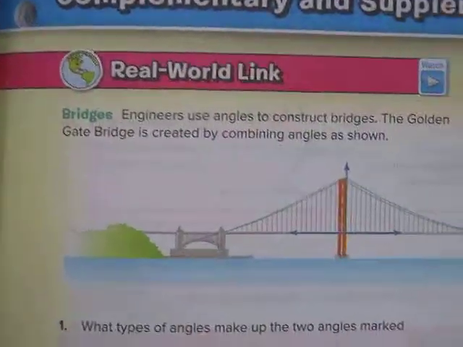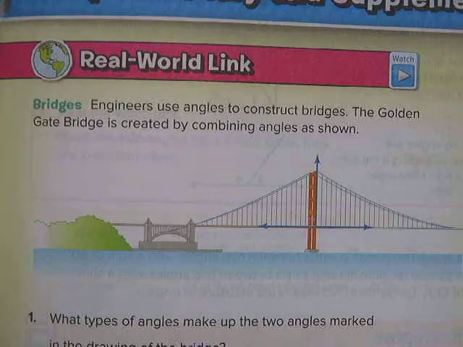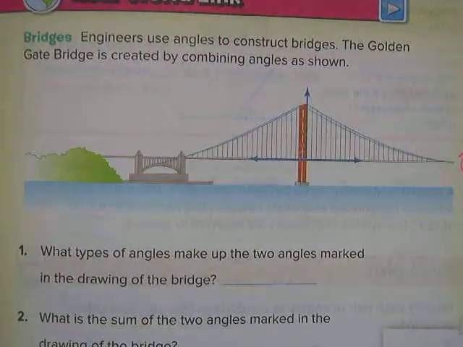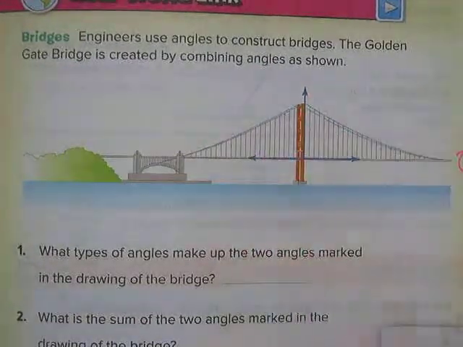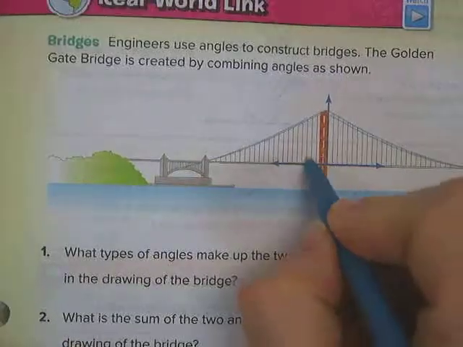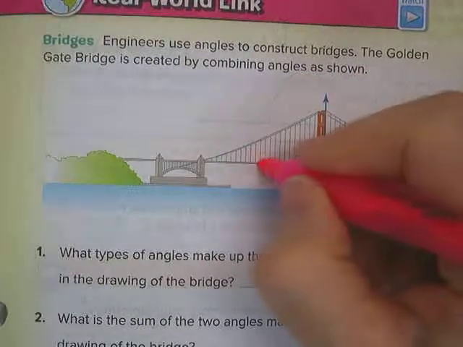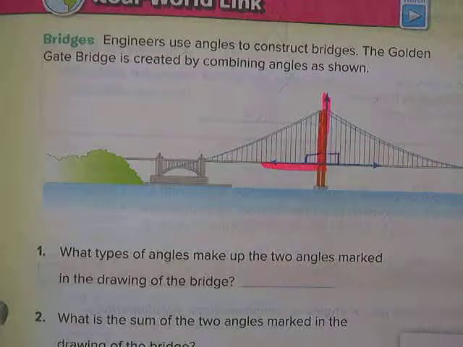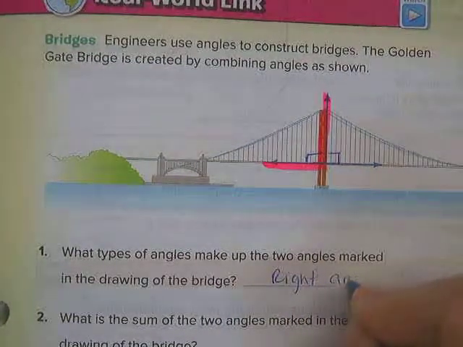Okay, let's look at our real-world link. Engineers use angles to construct bridges. The Golden Gate Bridge is created by combining angles shown. What types of angles make up the two angles marked in the drawing of the bridge? So what kinds of angles do you see marked here? Well, hopefully you can see that both of these are right angles. There's a right angle here, and then there's a right angle here. So please complete that. These are right angles.